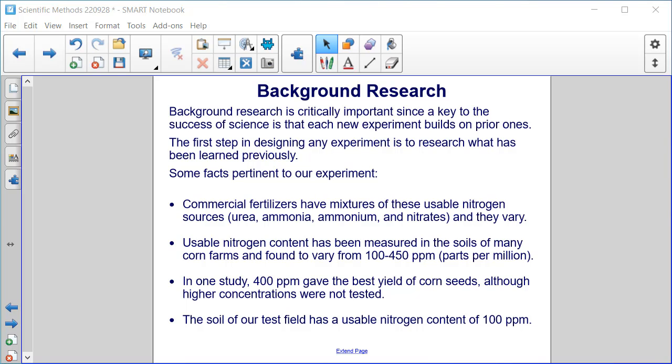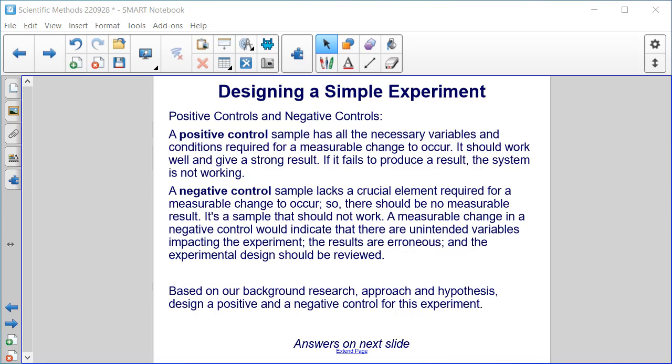Usable nitrogen content has been measured in the soils of many corn farms and found to vary from 100 to 450 parts per million. In one study, 400 parts per million gave the best yield of corn seeds, although higher concentrations were not tested. The soil of our test field has a usable nitrogen content of 100 parts per million.